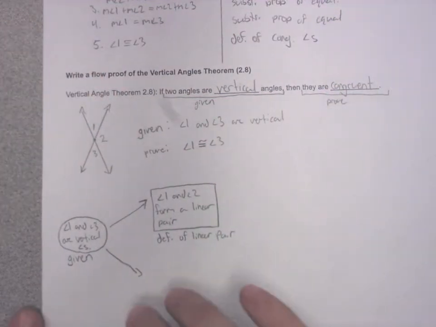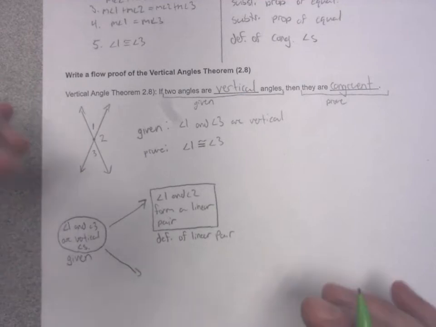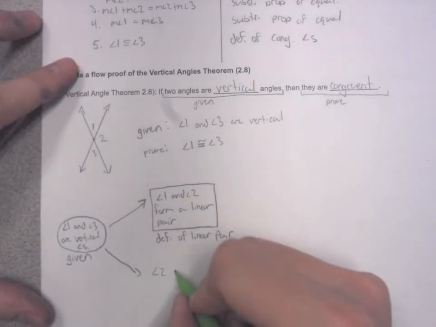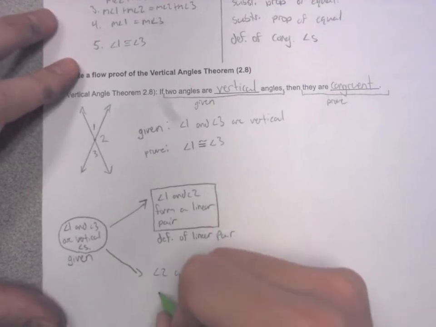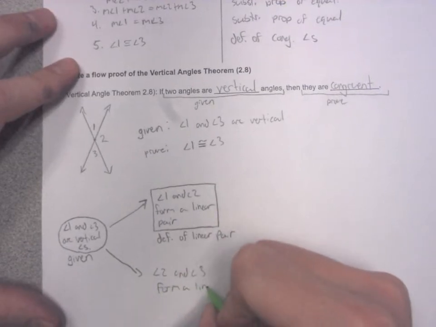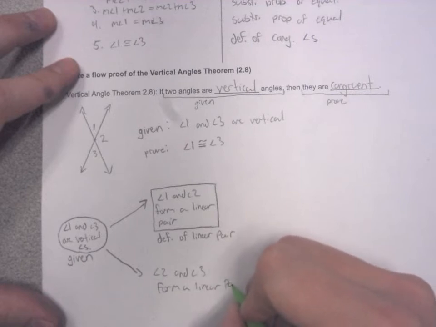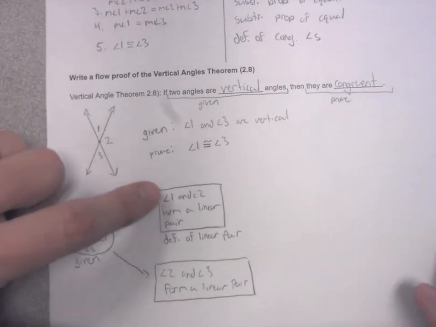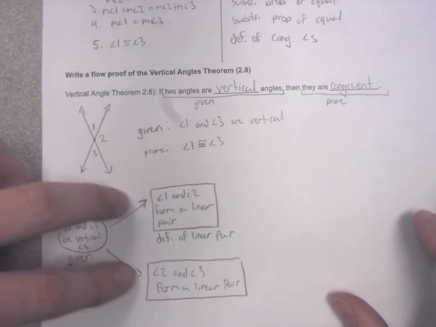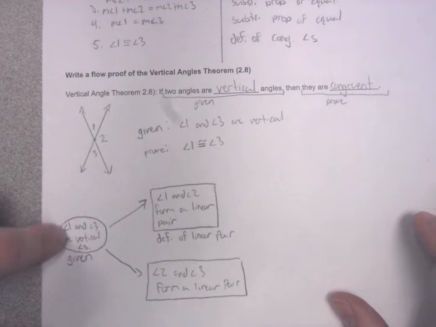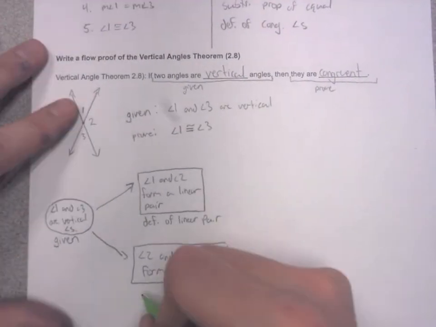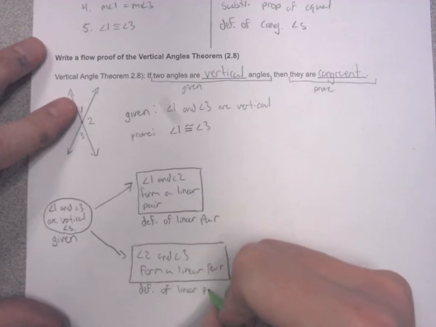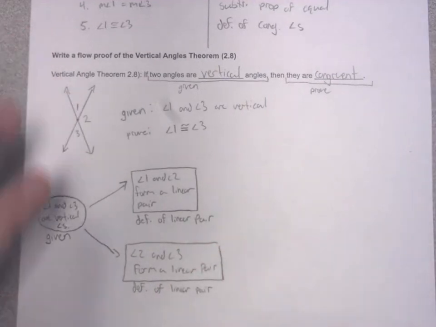Now the reason for the branch is because I also have another 2 angles. And so I can talk about angle 2 and angle 3 forming a linear pair. This result doesn't have anything to do with this result. They're kind of independent of each other, but they both come from the fact that I have vertical angles. Okay, so I'm going to write def of linear pair.